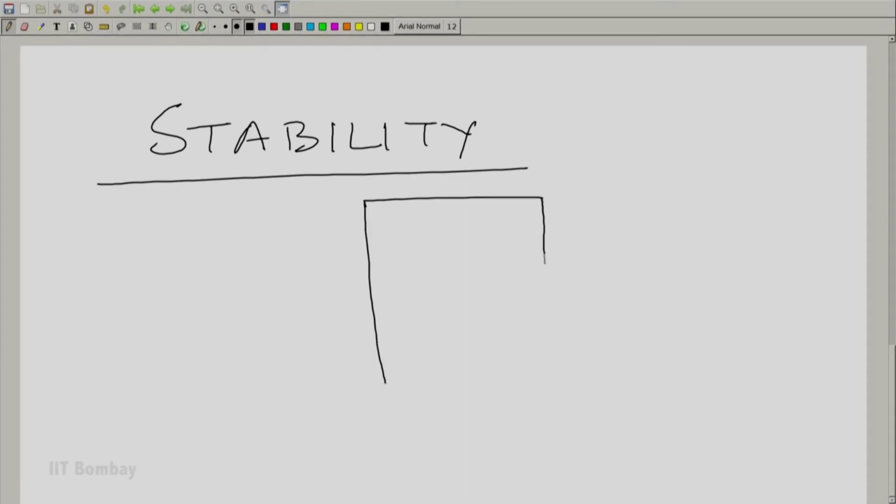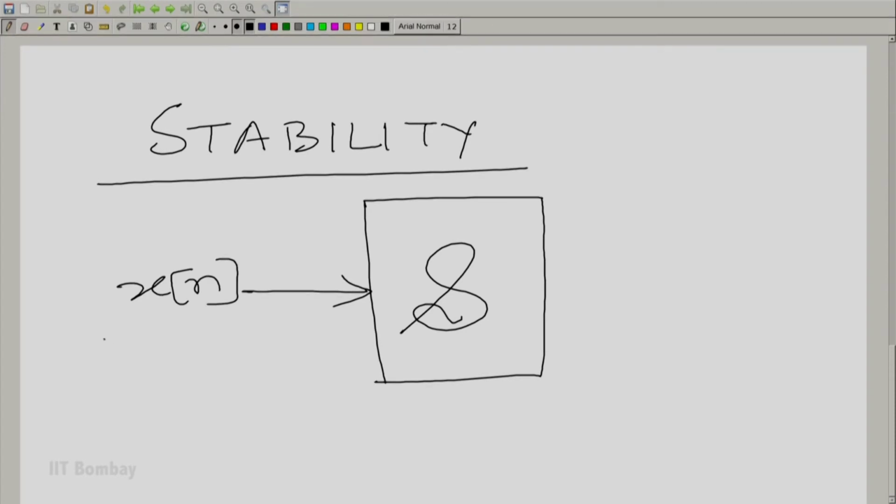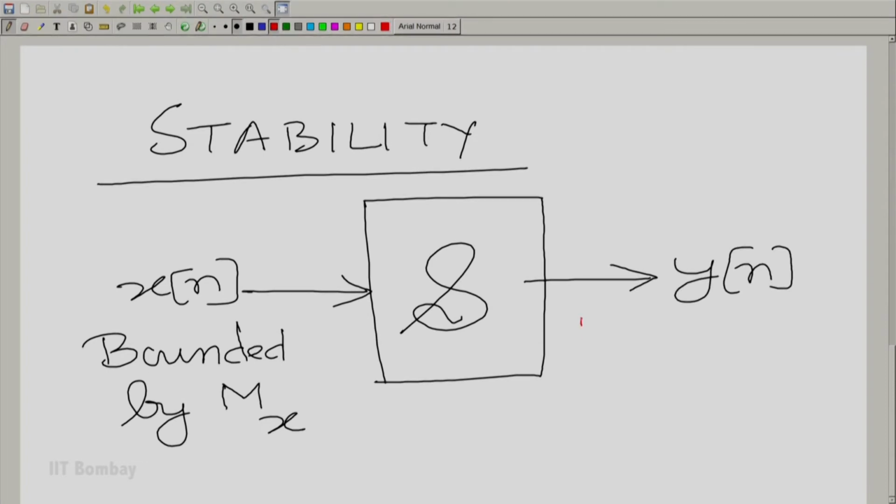In stability, what you are saying is something very similar to what you said in continuous variable systems. You have this bounded input xn, and let us say it is bounded by mx, and you ask what can we say about the output yn. Now, what does boundedness mean? Boundedness means that the magnitude of the input at every discrete variable point is less than or equal to the bound which you have given it, namely mx. Let us write that down formally.